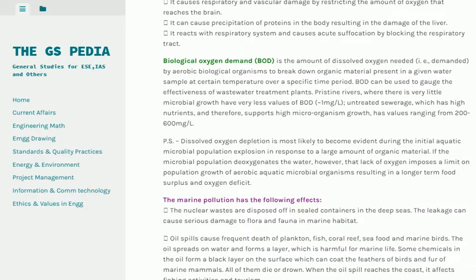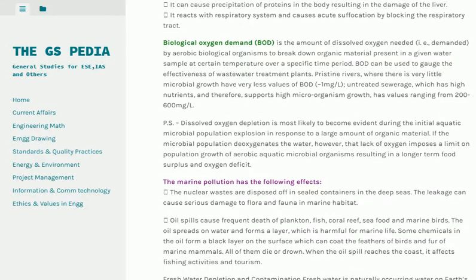P.S. Dissolved oxygen depletion is most likely to become evident during the initial aquatic microbial population explosion in response to a large amount of organic material. If the microbial population deoxygenates the water, however, that lack of oxygen imposes a limit on population growth of aerobic aquatic microbial organisms, resulting in a longer-term food surplus and oxygen deficit.